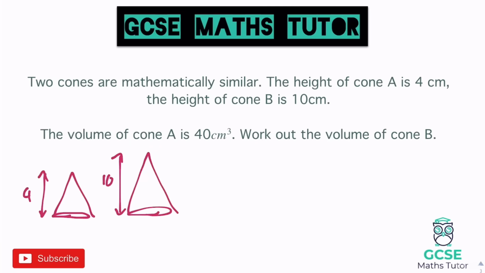Now straight away you can work out a scale factor between these two. If they are mathematically similar, it just means one's an enlargement of the other. So I can do the bigger length, 10 divided by 4, and it gives us a scale factor of 2.5.